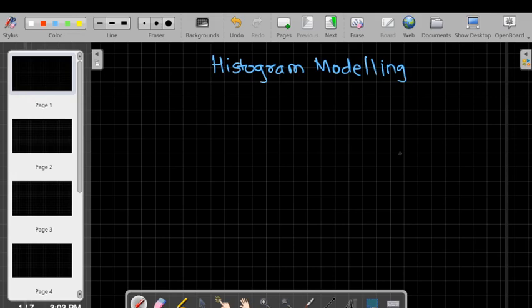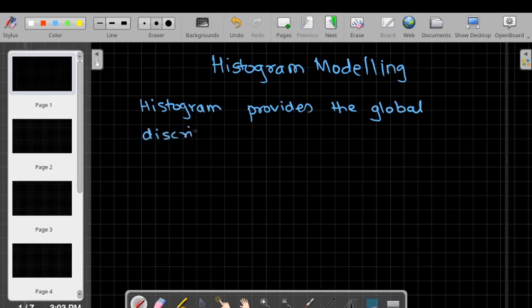So, the histogram of an image provides the global description of the appearance of the image. So the global description of appearance of an image is provided by the histogram of an image.